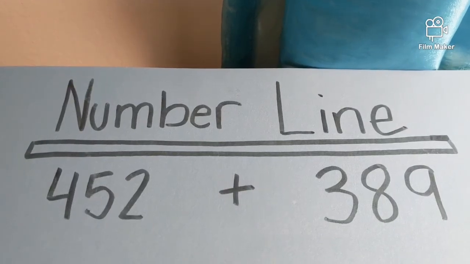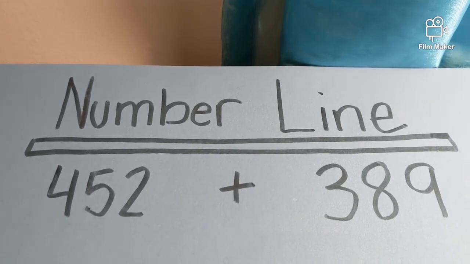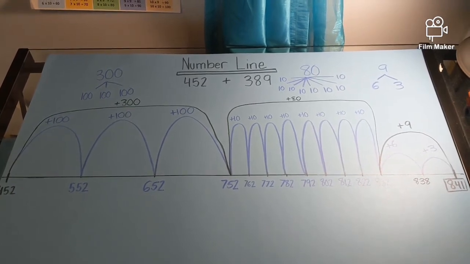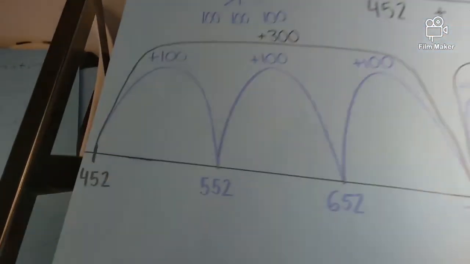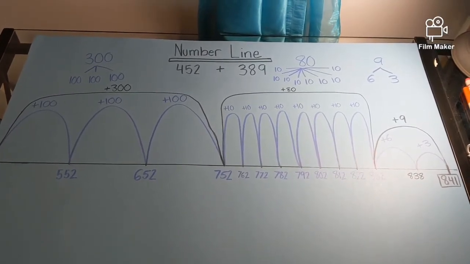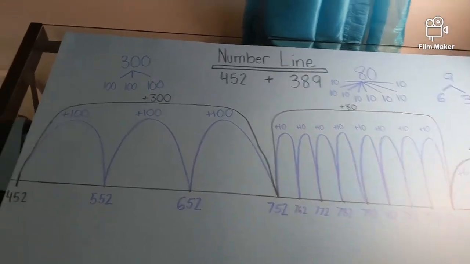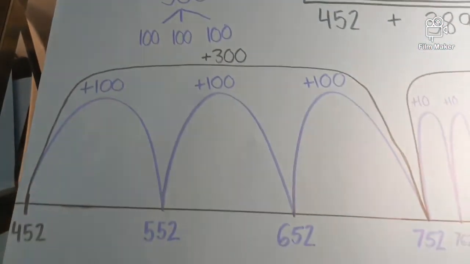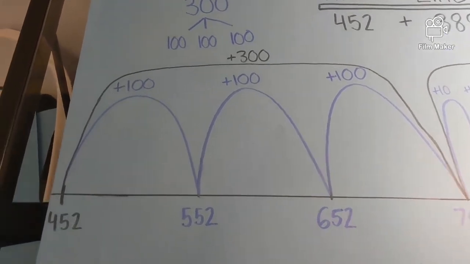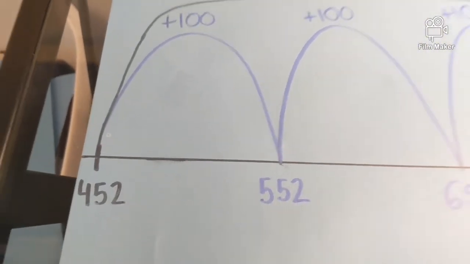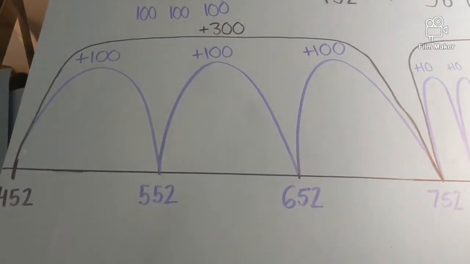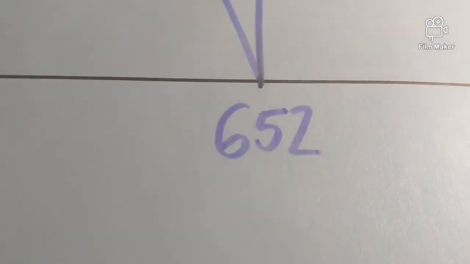For our final strategy, we will use something called an open number line. For this strategy, we always begin on the left side, so 452 would go right here. Using what we know about partitioning, we can partition 300 into 3 jumps of 100 each. For each jump, students would add 100 to the number they have. So 452 plus 100 has the sum of 552, and 552 plus 100 has a sum of 652, and so on.